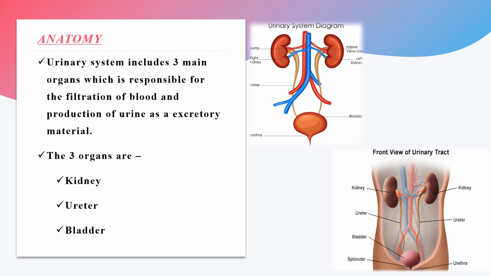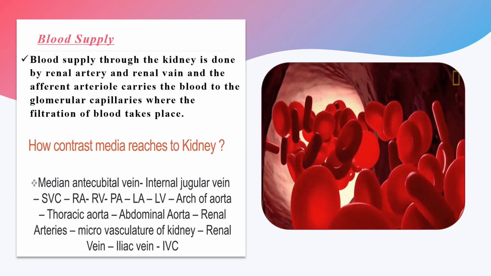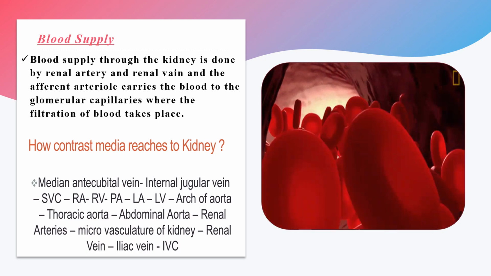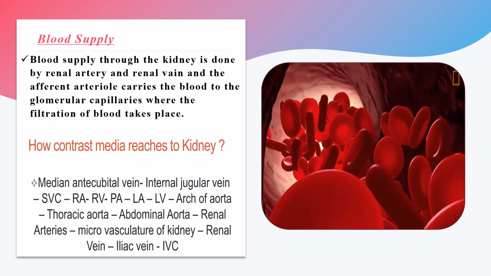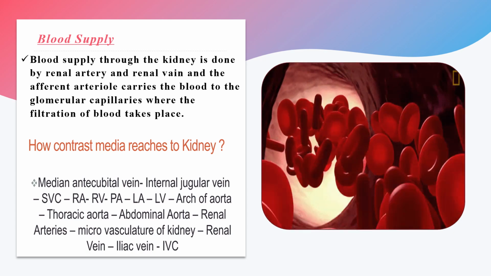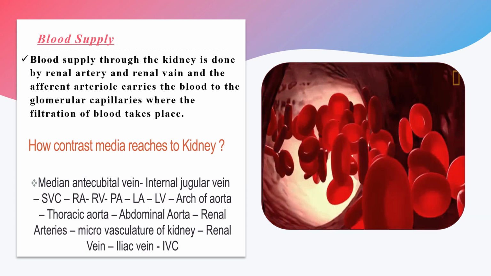Now, what is the kidney? This is the kidney, which acts as a blood filtering organ. This is the ureter, which carries the urine from the kidney to the bladder, and this is the bladder, which stores the urine. Now, if we want to know how the contrast media goes to the kidney by flowing through the whole circulatory system of the body, we need to know the blood supply of the kidney.